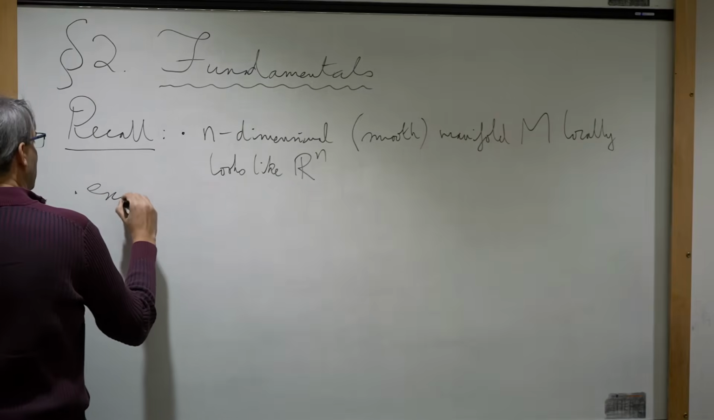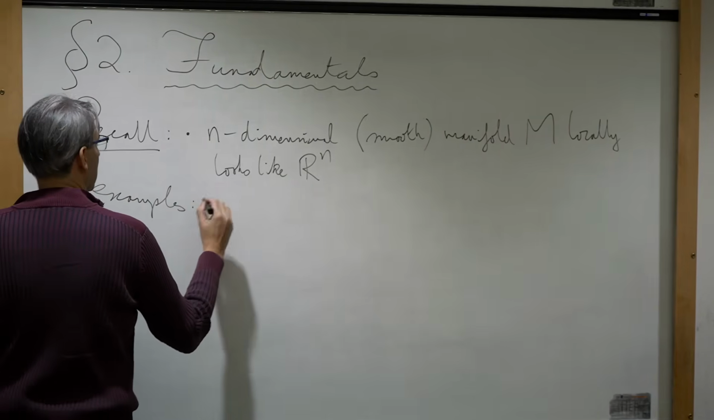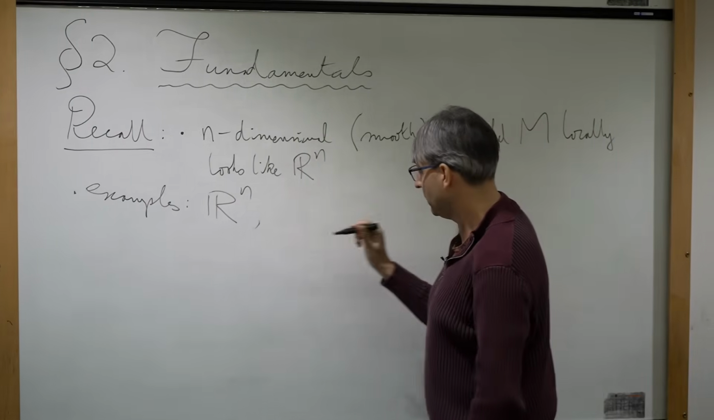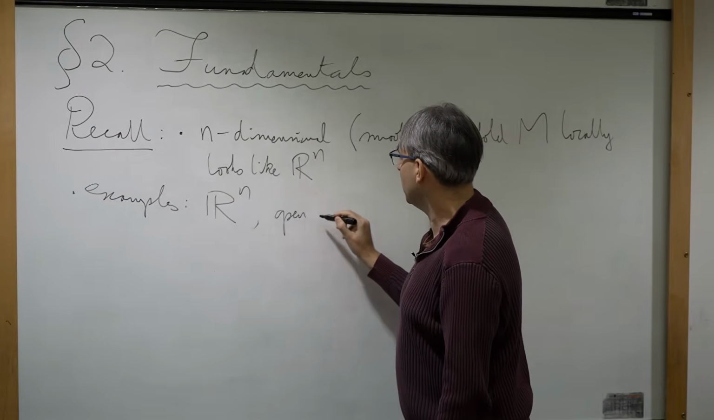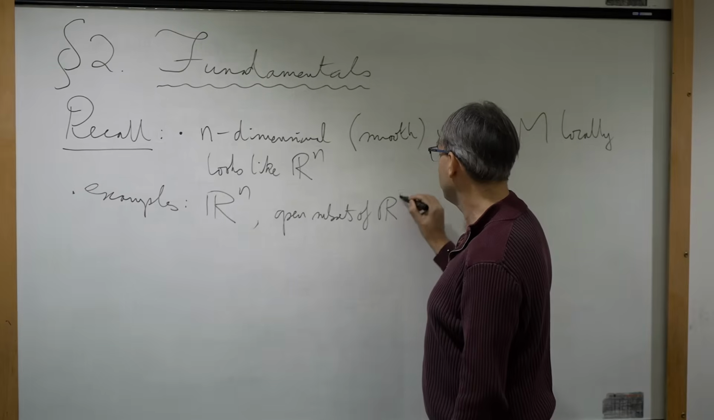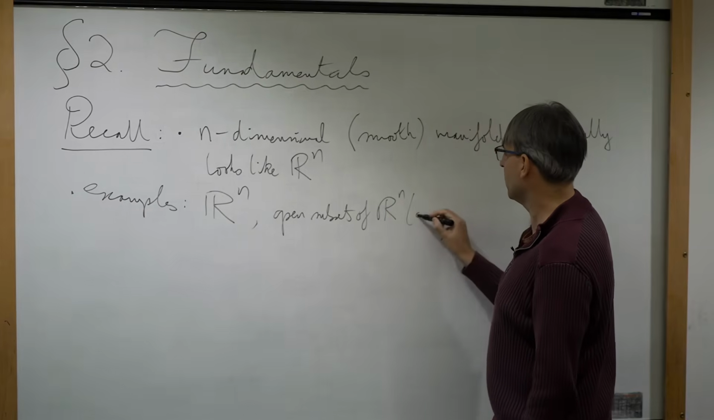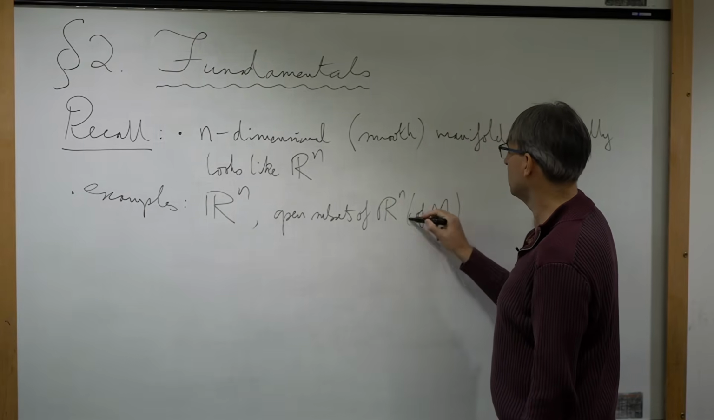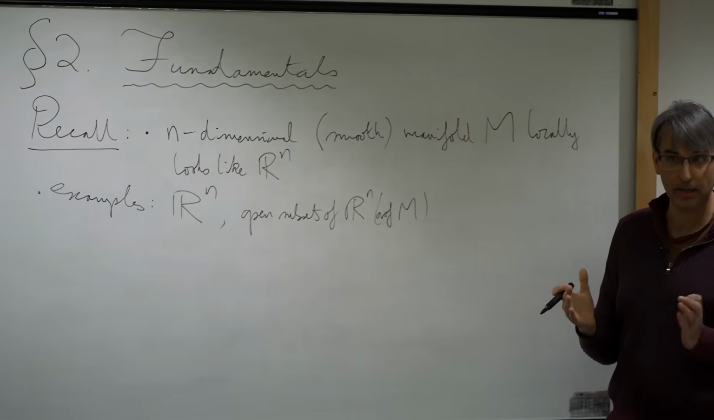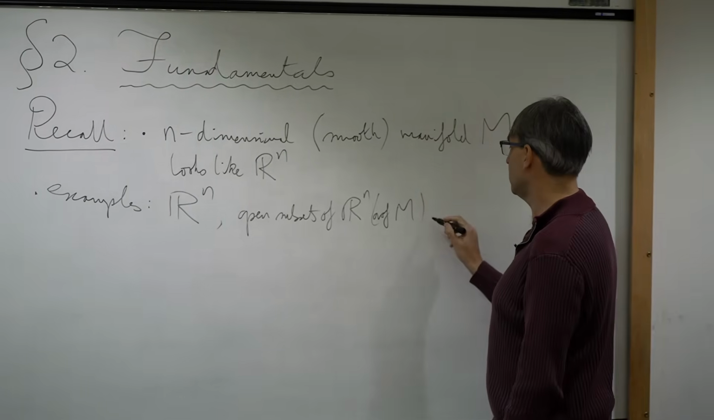Some examples are given by R^n. Well, that's obvious because it locally looks like R^n. And when I say locally, you can take any open subset of R^n, or of any other manifold M. If you have a manifold and you take an open subset of it, that's again a manifold of the same dimension.